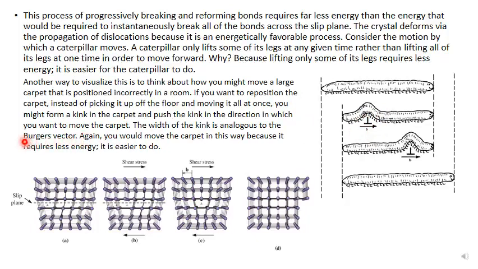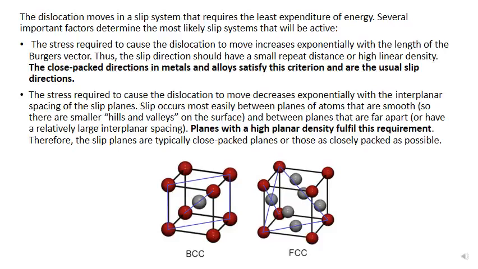Another example is when we have a big carpet in a room and we need to reposition it. Instead of moving the whole carpet, we can make a kink and then move the kink to reposition the carpet. We mentioned that the dislocation movement or slipping process is crucial in determining the plastic deformation in crystalline solids.